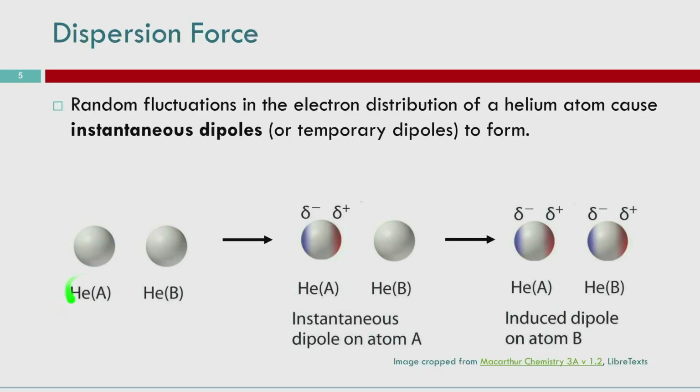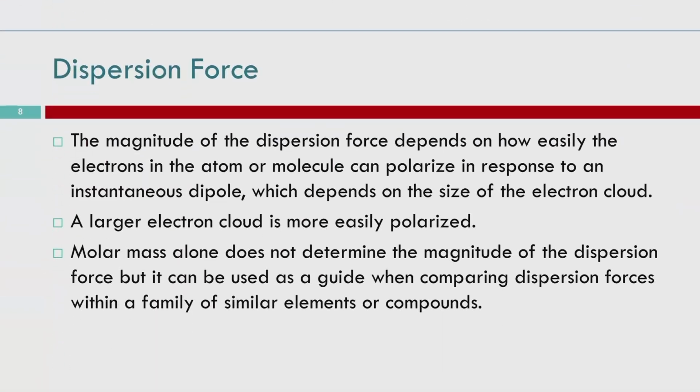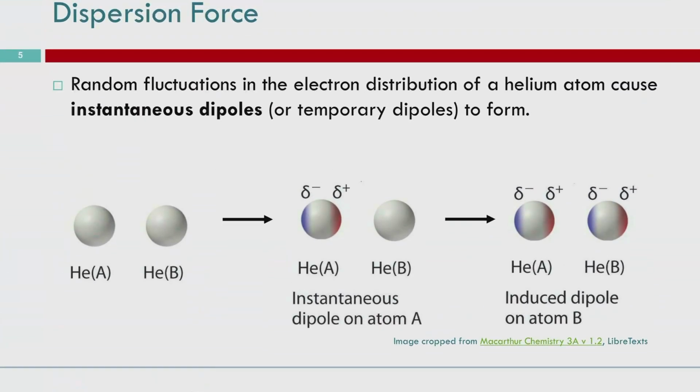So we're looking at helium atoms here. They'll have 2 electrons. Do we have another one of these? We don't. Great.